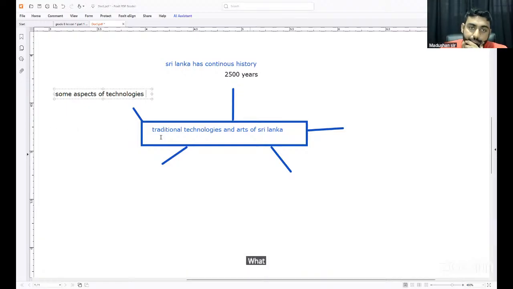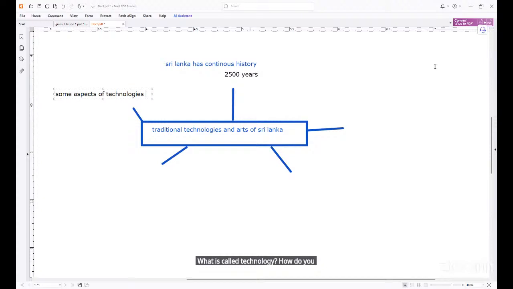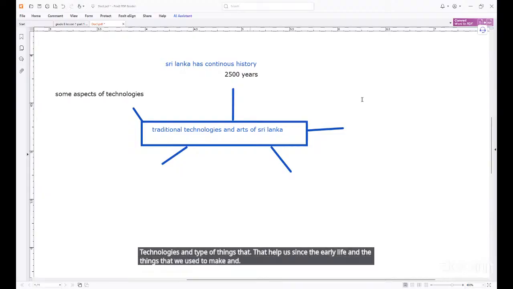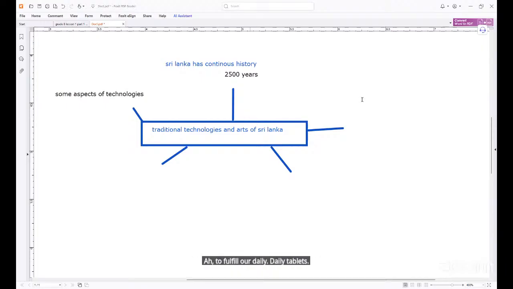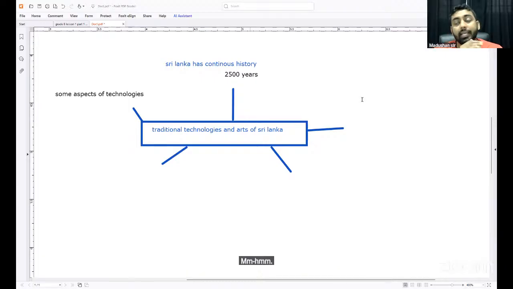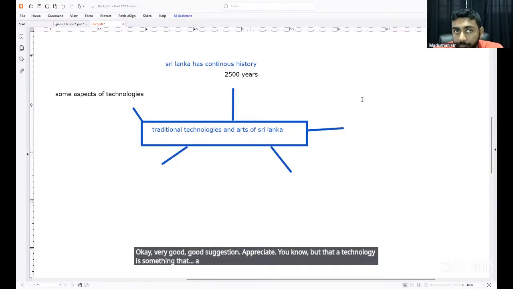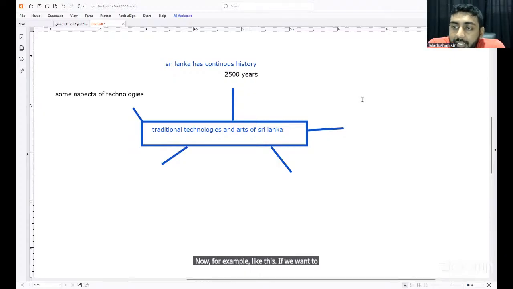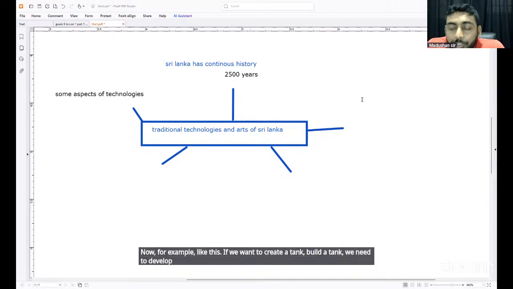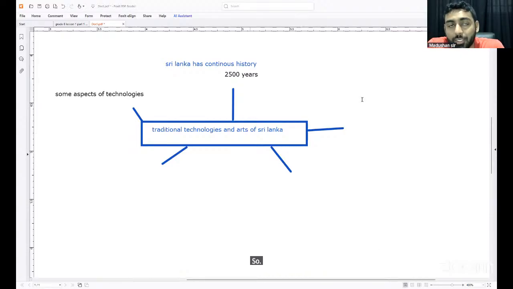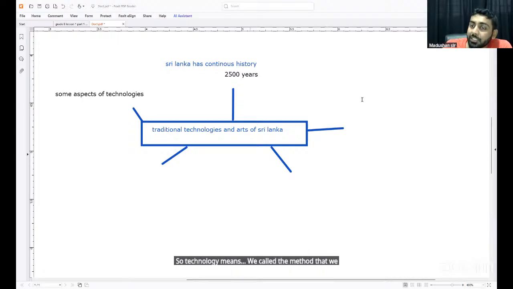What is called technology? What do you think? Technology is a type of thing that helps us since early life, things that we used to make and to fulfill our daily tasks. Very good suggestion. Technology is a method we used to do things. For example, if we want to build a tank, we need to construct the tank according to its technology. If we want to make a book, we have to use the technology of that. So technology means the method that we use to construct something.